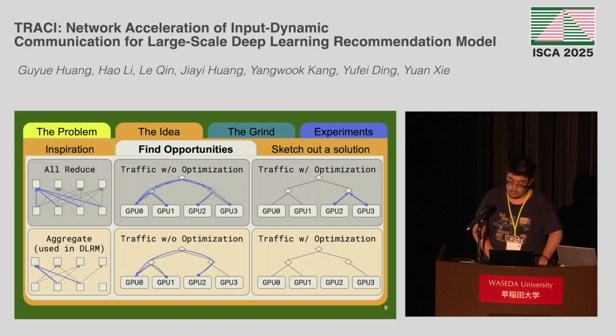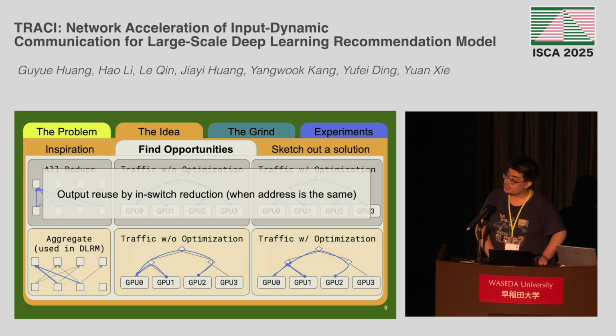Similarly for the aggregate operation. But with optimizations, we could do the aggregation operation in leaf switch 2 first, and then in leaf switch 1, and finally send to GPU 0. In this way, we could reduce the redundant data transmission. And similarly for the aggregate operation, we could do the aggregation operation in leaf switch 1.